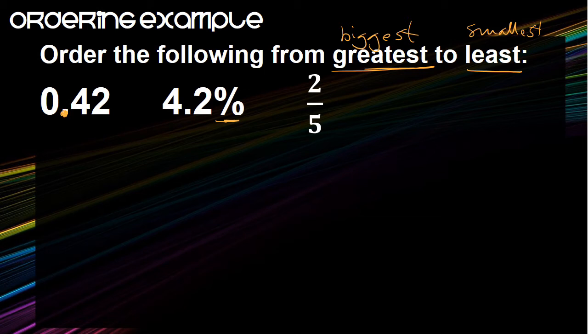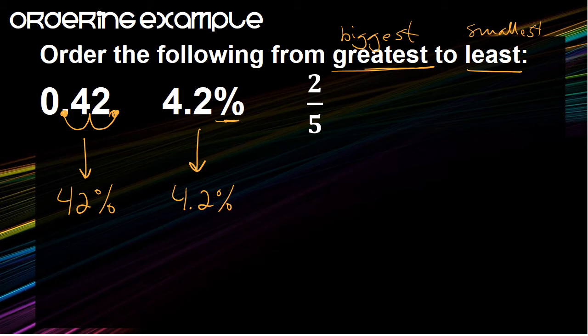So I have my decimal point in 42/100ths. I'm going to move it 2 place values to the right. And so 42 hundredths as a percent is 42%. I'm going to go ahead and keep 4.2% as a percentage. And then for 2/5, I know that it needs to have a denominator of 100 to figure out the percentage. So I can do 5 times 20 is going to give me 100. And so whatever we do at the bottom, we do to the top. So 2 times 20 is 40. So 2/5 as a percent is 40%.